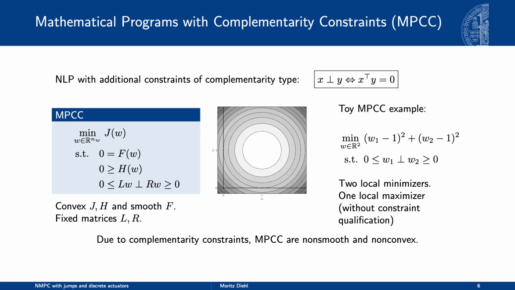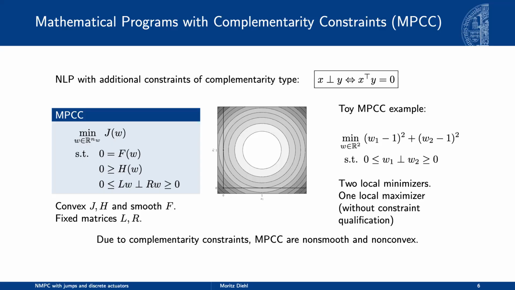So there is this constraint that says 0 should be smaller than L times W, and that should be perpendicular to R times W, and that should be bigger than 0. So these are, so to say, 3 conditions together on the vector of W's. And altogether, this is actually describing L-shaped sets. So I think let's look at the example on the right.